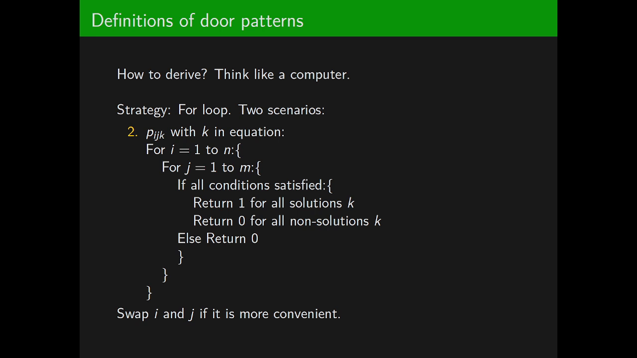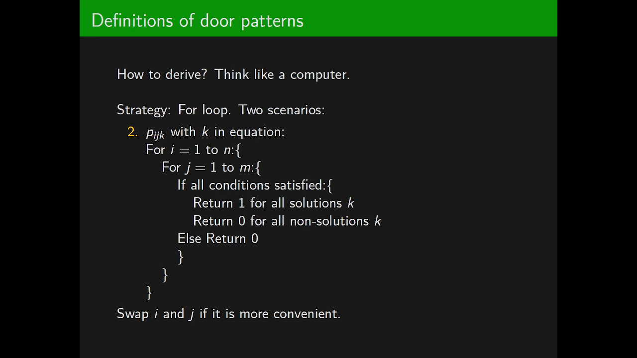For i equals 1 to n, and for j equals 1 to m, if all conditions are satisfied, because usually there are going to be some inequalities, then we return 1 for all solutions k, because k is going to be an equation of i and j, and else we return 0 for all non-solutions k. But if at least one condition is not satisfied, then we return 0 as always. So that's it.